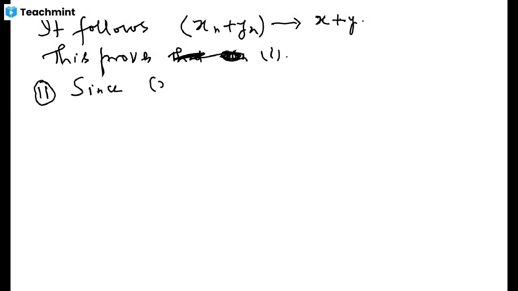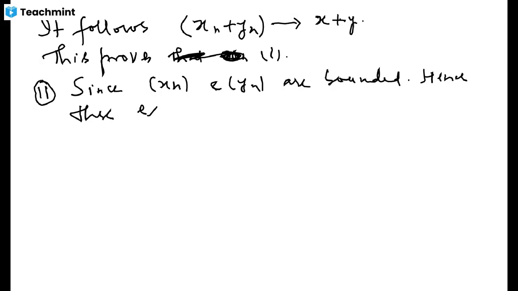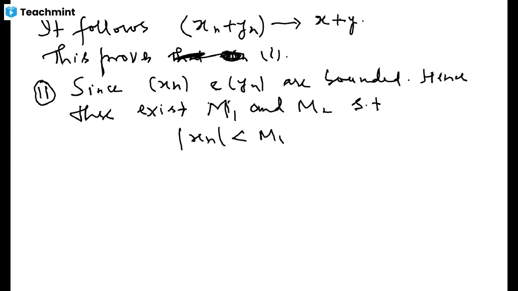Since both sequences xn and yn are bounded, by using the definition of boundedness of sequences, there exist numbers, let us say m1 and another number m2, such that mod of xn is less than m1 for each n, and likewise yn is less than m2 for each n. And why am I taking these to be bounded? Because they are convergent sequences, and a convergent sequence is always a bounded sequence. This will be true for every n indeed.